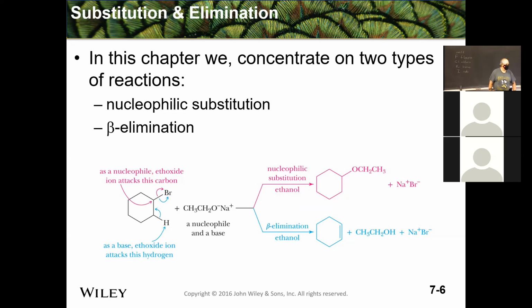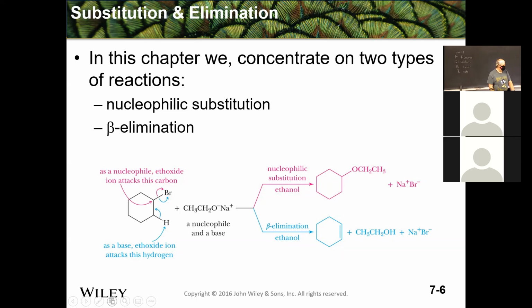Okay, in this chapter, we're going to demonstrate and concentrate on two types of reactions. The alkyl halide is a functional group and has a particular function. And the two main functions are what we call nucleophilic substitution, and the other one is called beta elimination. In general, in substitution, one functional group replaces another. That's all there is to that.